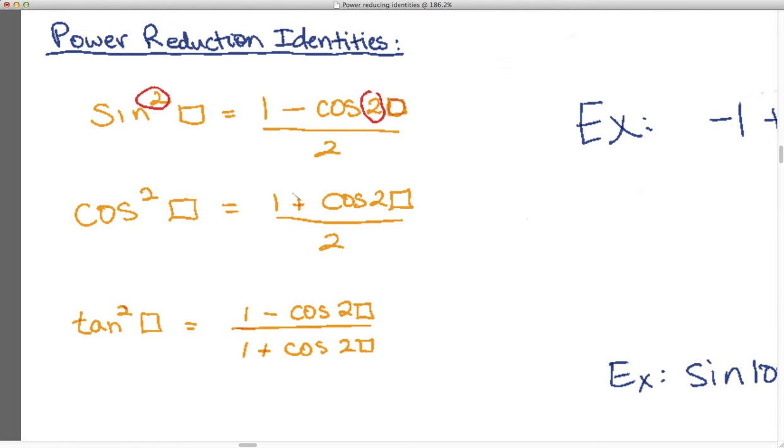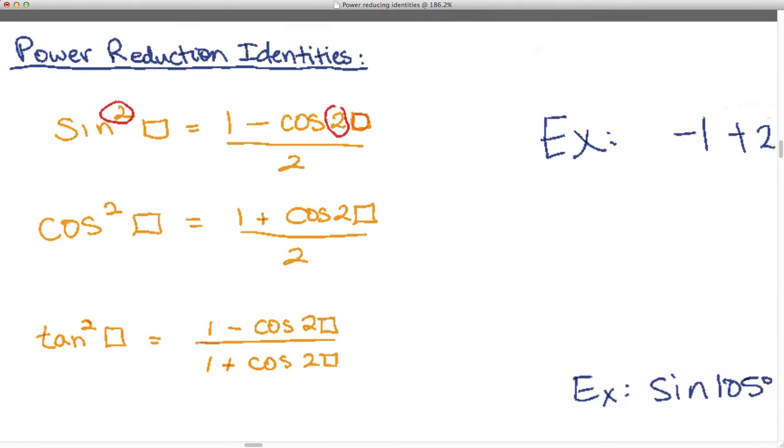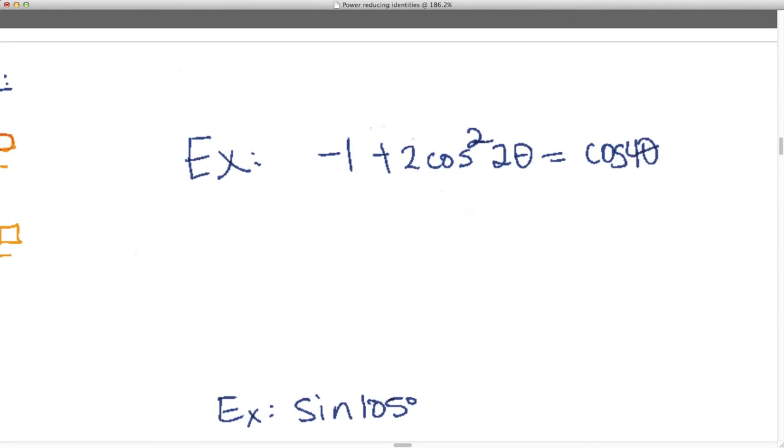Notice the only difference between these two is that the sign is minus, the cosine is plus, and then tangent you just divide the two and then the twos cancel. So let's look at an identity first.